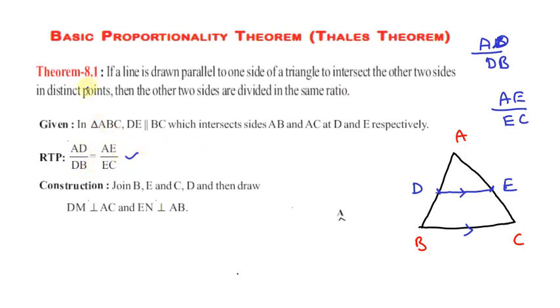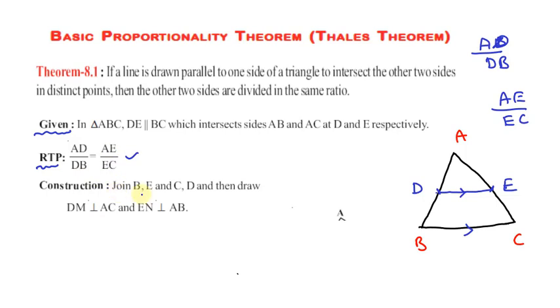To prove this theorem, firstly we have to write what is given to us. We are given that in a triangle ABC, DE is parallel to BC, which intersects the sides AB and AC at D and E respectively. That means DE divides the side AB at D and AC at E. And what they are asking us to show, we write as required to prove. So it is required to prove that AD by DB is equal to AE by EC.